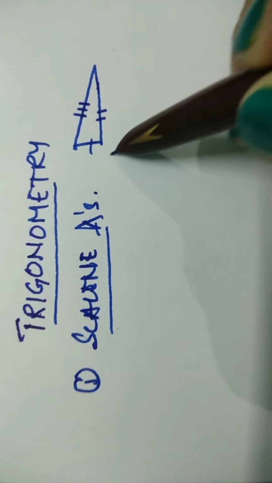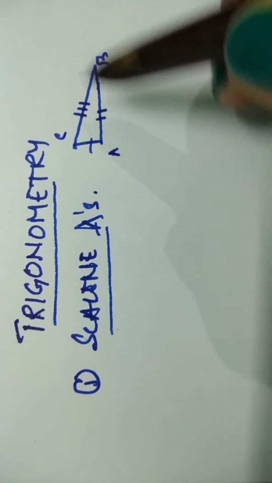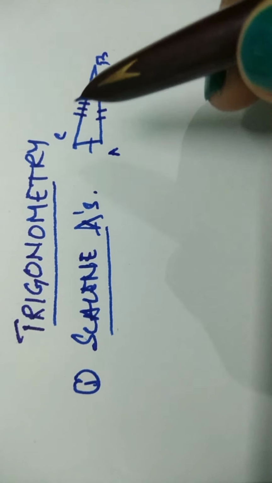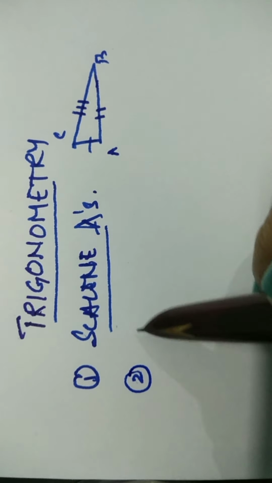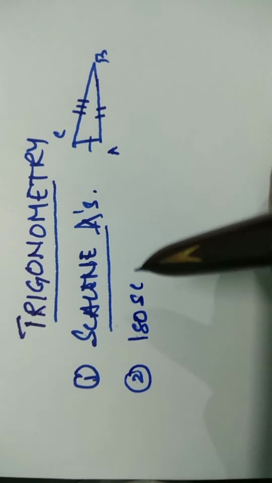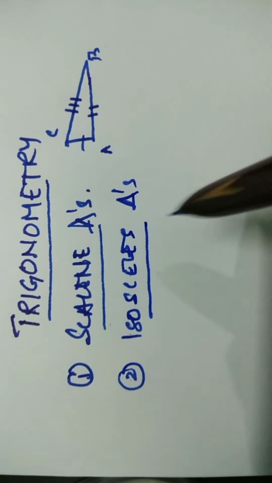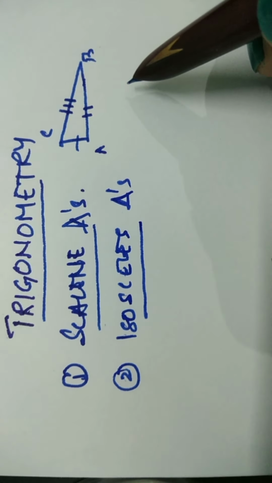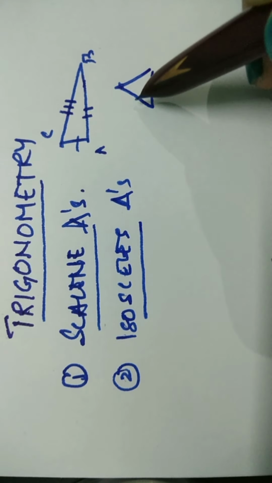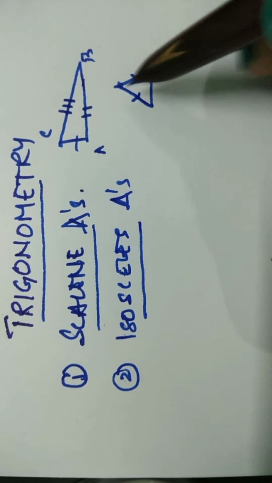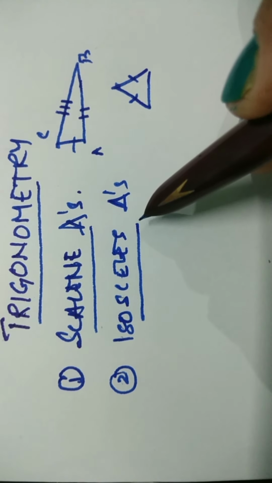And I hope you all know that if the sides are unequal, that implies that the angles will be unequal as well. Now come to the second type, isosceles. What are isosceles triangles? The triangles where two given sides are of equal length. If two sides are of equal lengths, such types of triangles are called isosceles triangles.